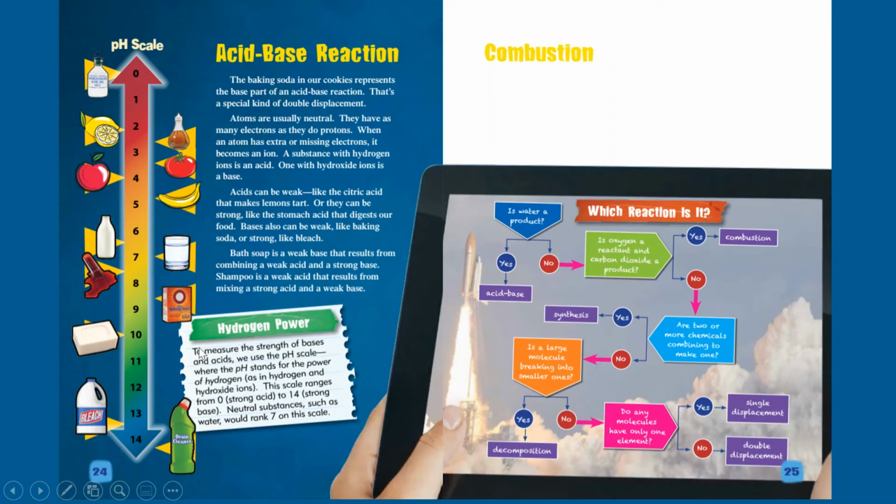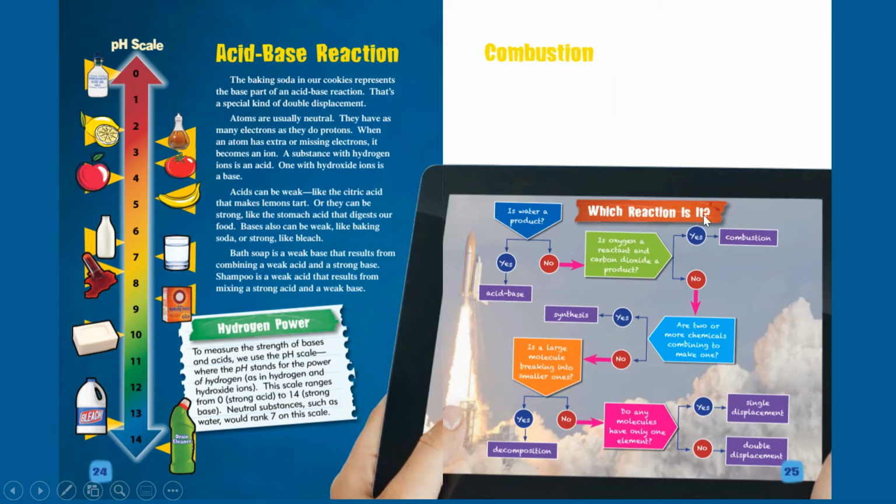Hydrogen power. To measure the strength of bases and acids, we use the pH scale, where the pH stands for the power of hydrogen, as in hydrogen and hydroxide ions. This scale ranges from 0, strong acid, to 14, strong base. Neutral substances such as water would rank 7 on this scale.